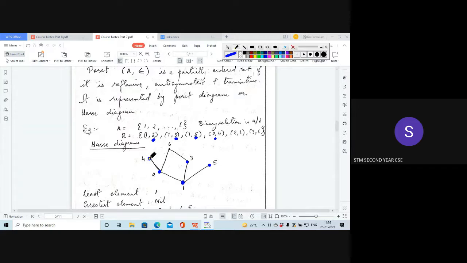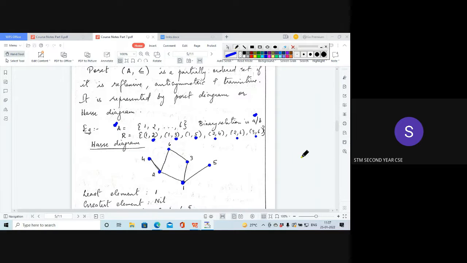So from 2 to 4 you get another edge. Then next is from 2 to 6. So again you are drawing an edge from 2 to 6. Then last is 3 to 6. So from here I have drawn an edge from 3 to 6 also. So this is the diagram. This is the Hasse diagram for this particular set A under the relation a divides b.